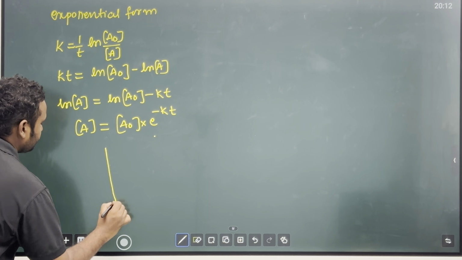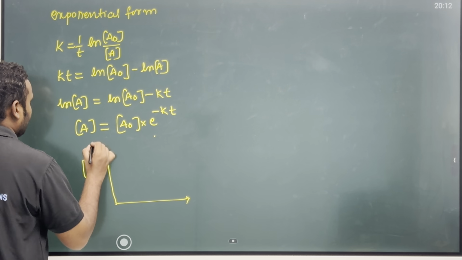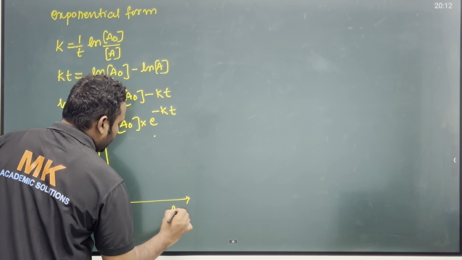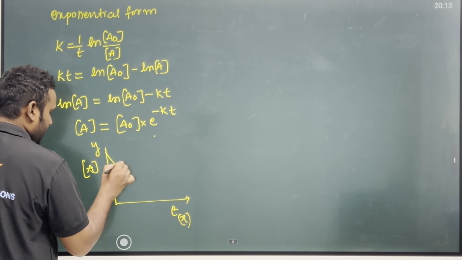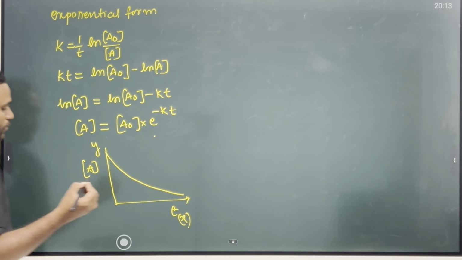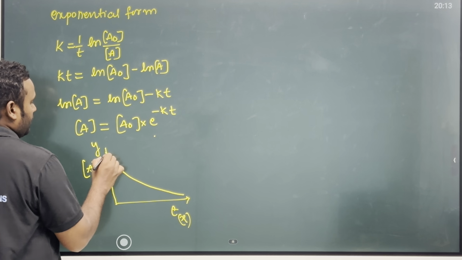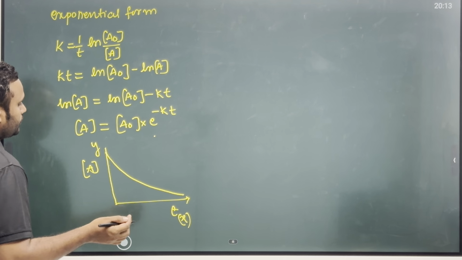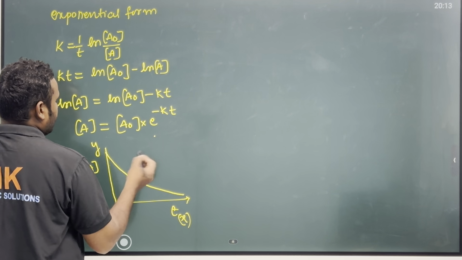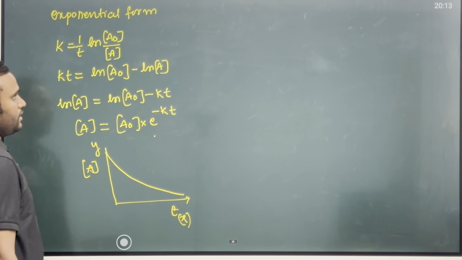So this is the exponential form graph you will get here. I am going to take A on the y axis and t on the x axis. So now we will get an exponential decay curve. This is the exponential form of concentration versus time for the first order reaction.